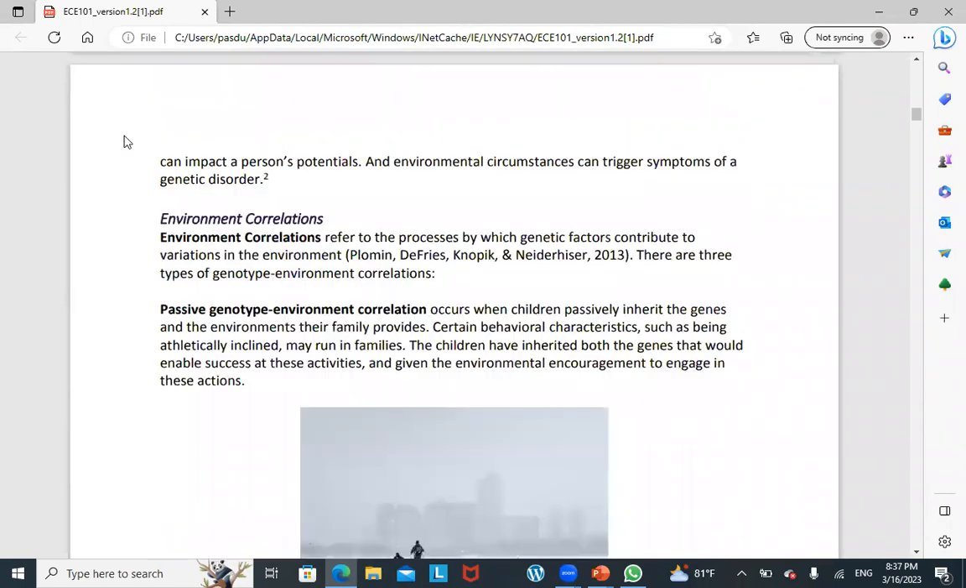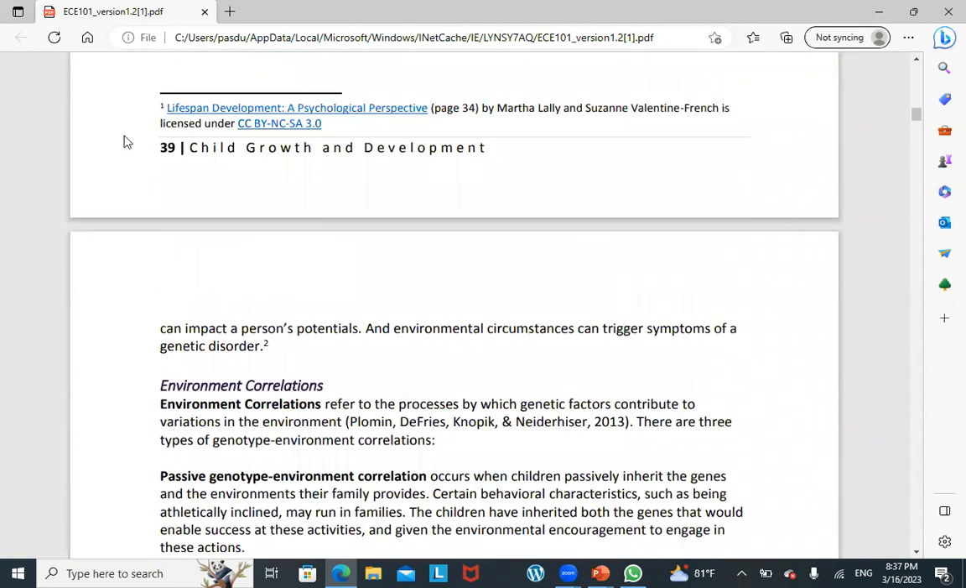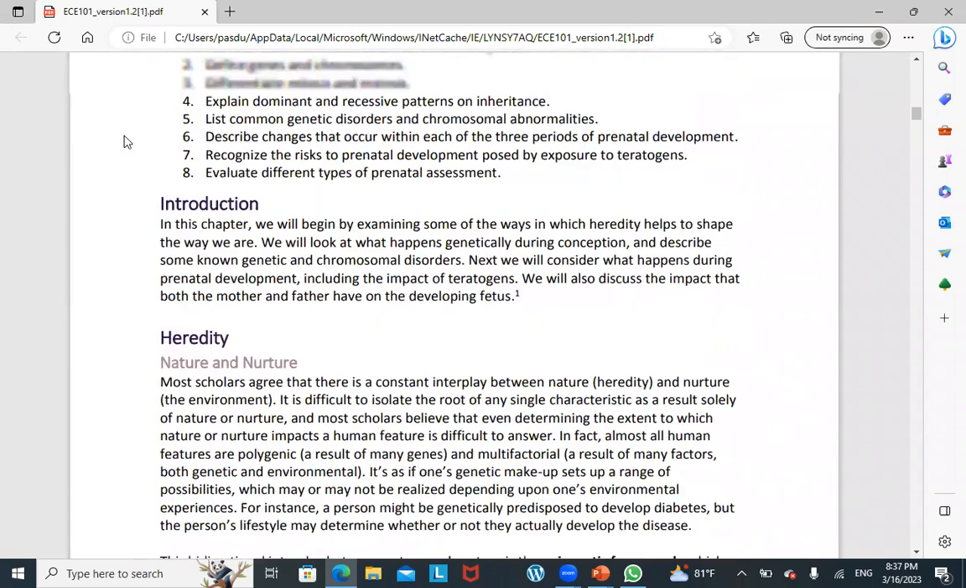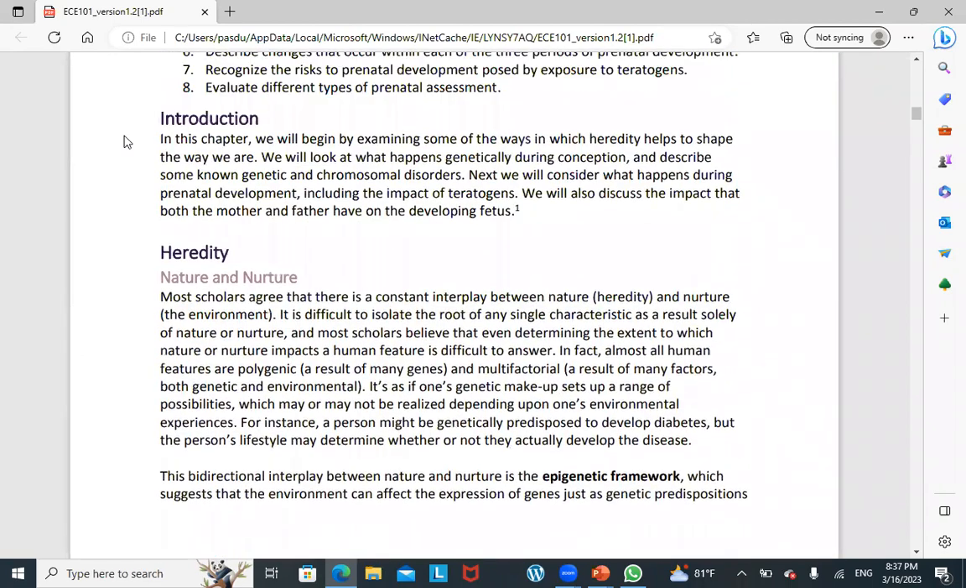Now, before talking about prenatal development, there are two areas we have to discuss. They are heredity and environment. Do you understand what is meant by heredity and what is understood by environment? What really helps us to develop? Is it heredity or environment or both? We are going to discuss.